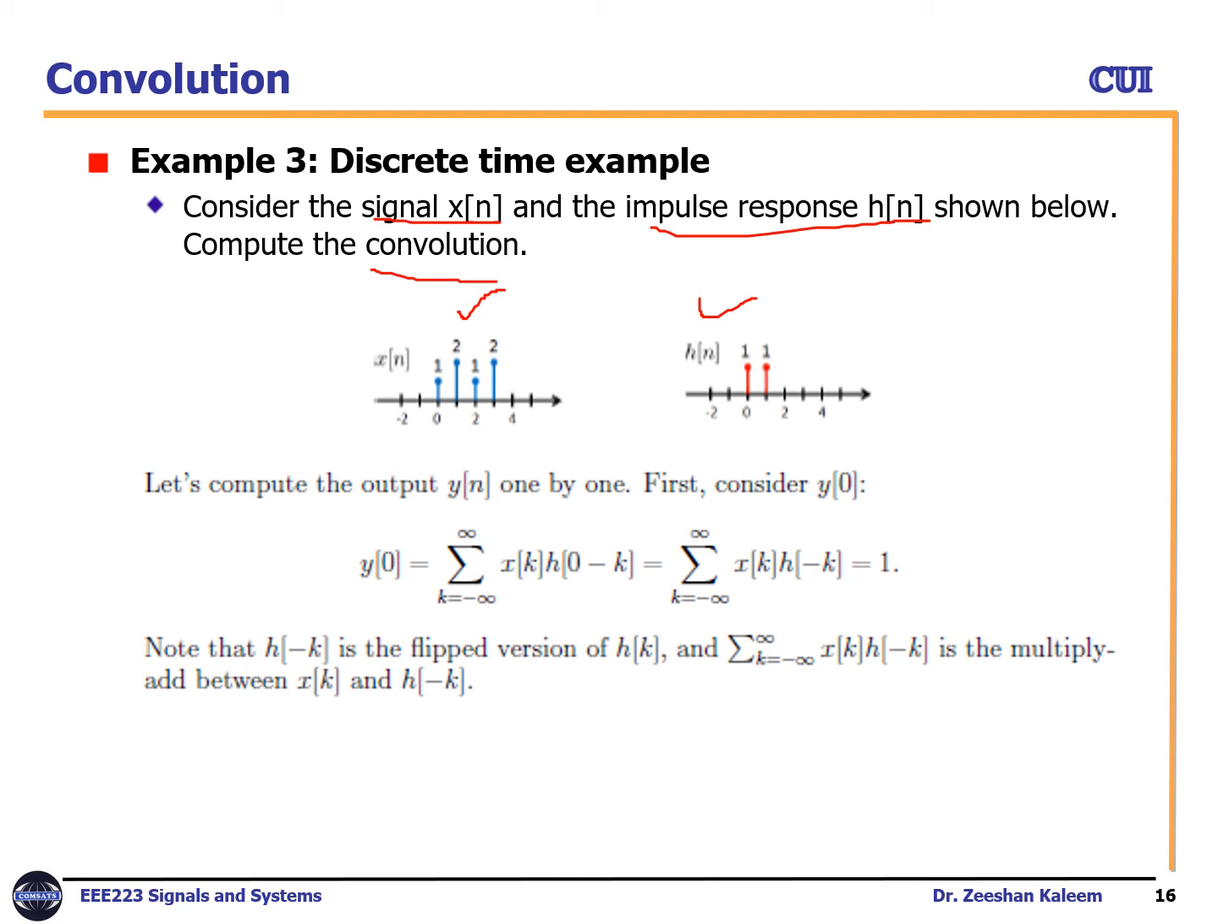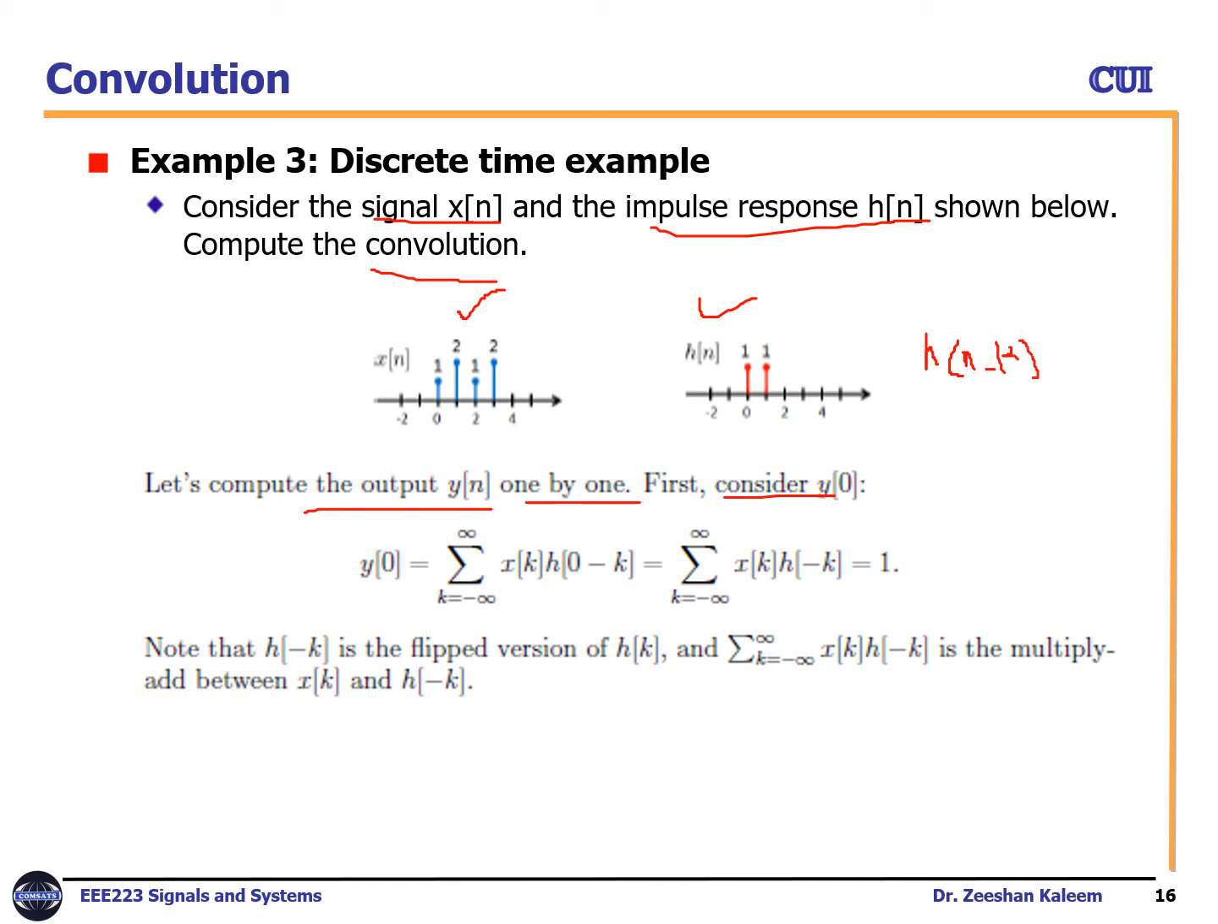So let's compute the output y of n one by one. As we calculated y of t one by one in the case of the continuous signal, now here we will compute it for the discrete time signal one by one. So first consider y of 0. Y of 0 means n is 0, right? So for n equal to 0, first of all we need to calculate, as you know, h of n minus k. It is n minus k, right?